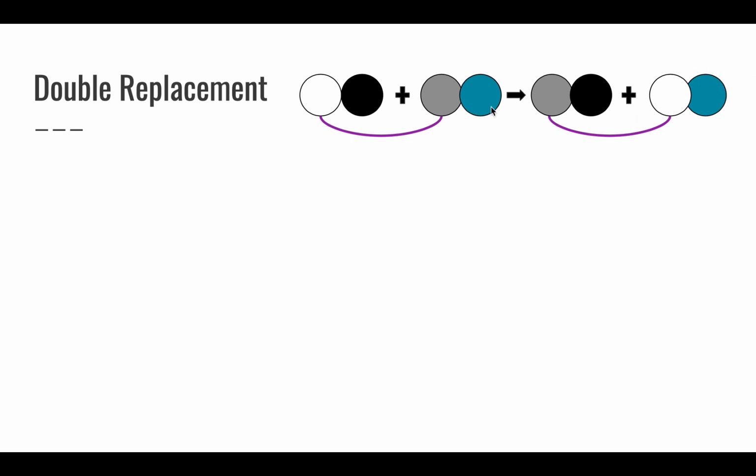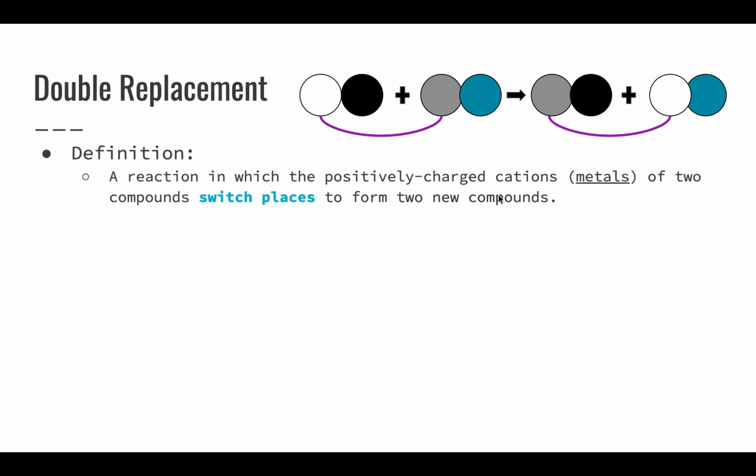Gray is with blue at the beginning, but now gray is with black at the end. So it's a double switch right there. Our definition: a reaction in which positively charged cations, which are metals, of two compounds switch places to form two new compounds. So our general formula: we start with A and B together and D and C together. We end up with D and A switching places. So now D is with B, A is with C.